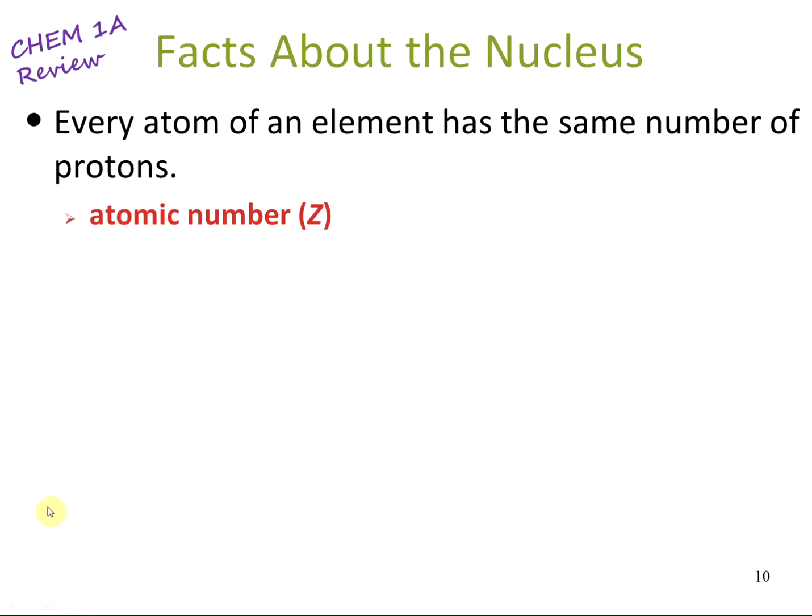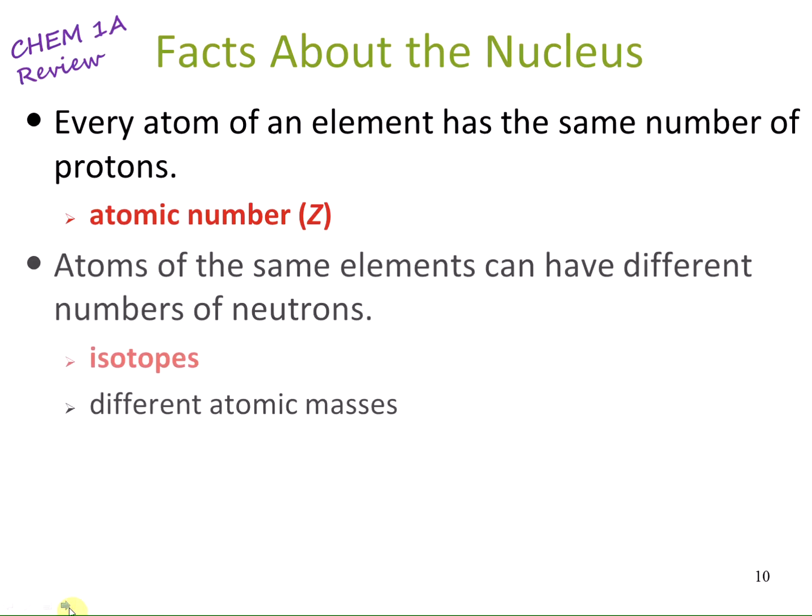So I just want to take a little bit of time to review some of the things that you learned in Chem 1A. So, some facts about the nucleus. First of all, every atom of an element has the same number of protons, and remember that's the atomic number Z. And then atoms of the same element can have different numbers of neutrons. This gives rise to different isotopes.